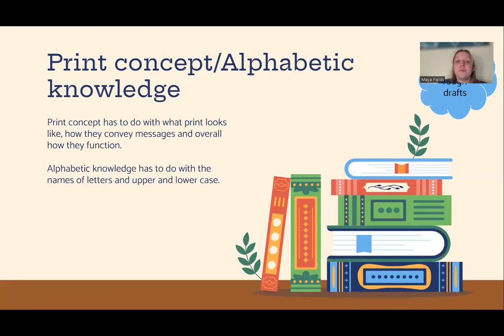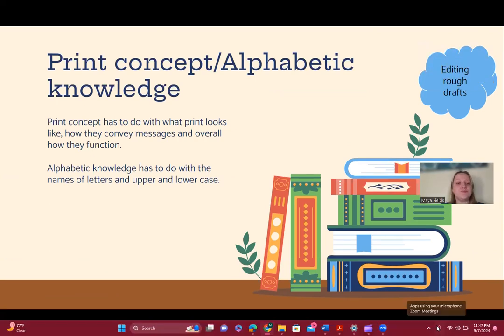Next, I'm going to talk about print concept and alphabetical knowledge. Print concept has to do with what print looks like, how it conveys messages, and overall how it functions. Kind of like the difference between a comic book and a novel. Alphabetical knowledge has to do with names of letters in upper and lower case. In my placement, they were editing rough drafts. They were really focusing on when to use uppercase for names, people, places, and at the beginning of sentences.